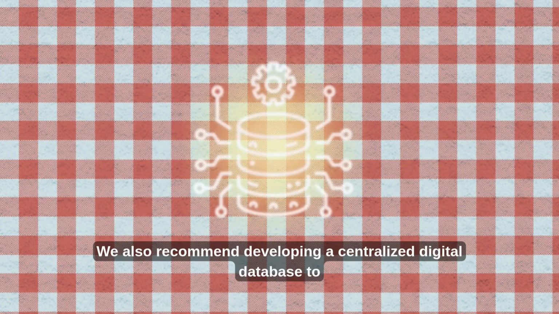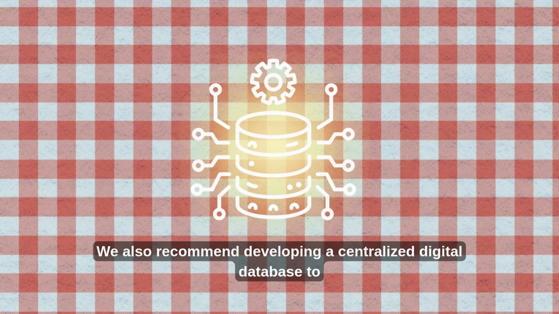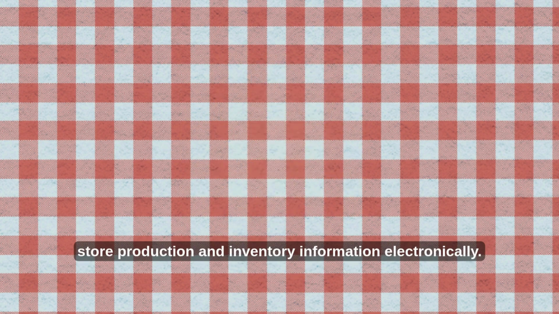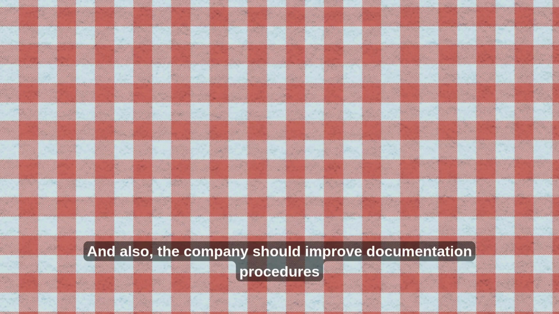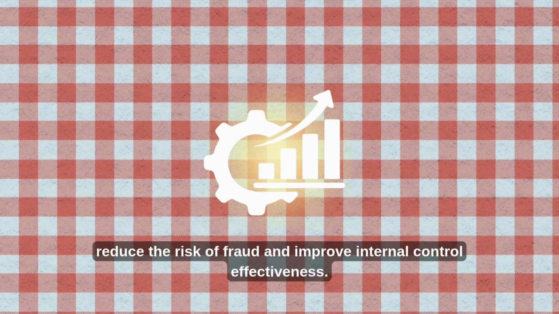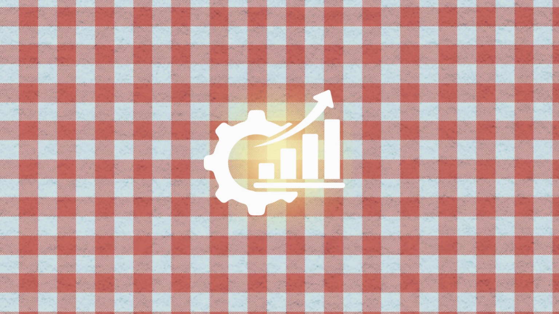We also recommend developing a centralized digital database to store production and inventory information electronically. And also, the company should improve documentation procedures and strengthen the separation of duties to reduce the risk of fraud and improve internal control effectiveness.